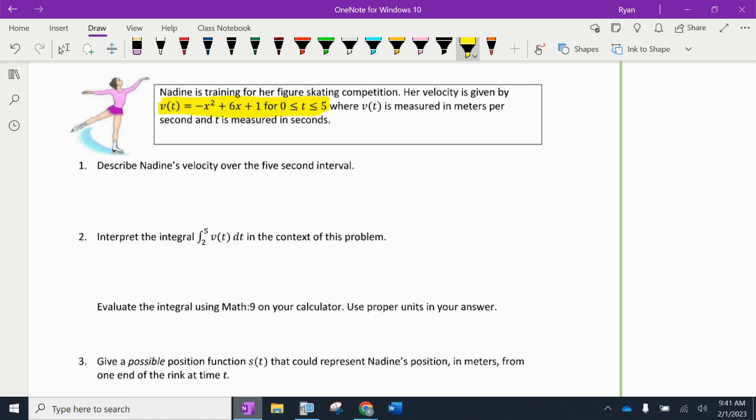And this is her velocity. The velocity is measured in meters per second. We're going to look at the graph of that one. We'll look at the table as well. Question 1 says to describe her velocity over this 5-second interval. This is her velocity over a 5-second interval.